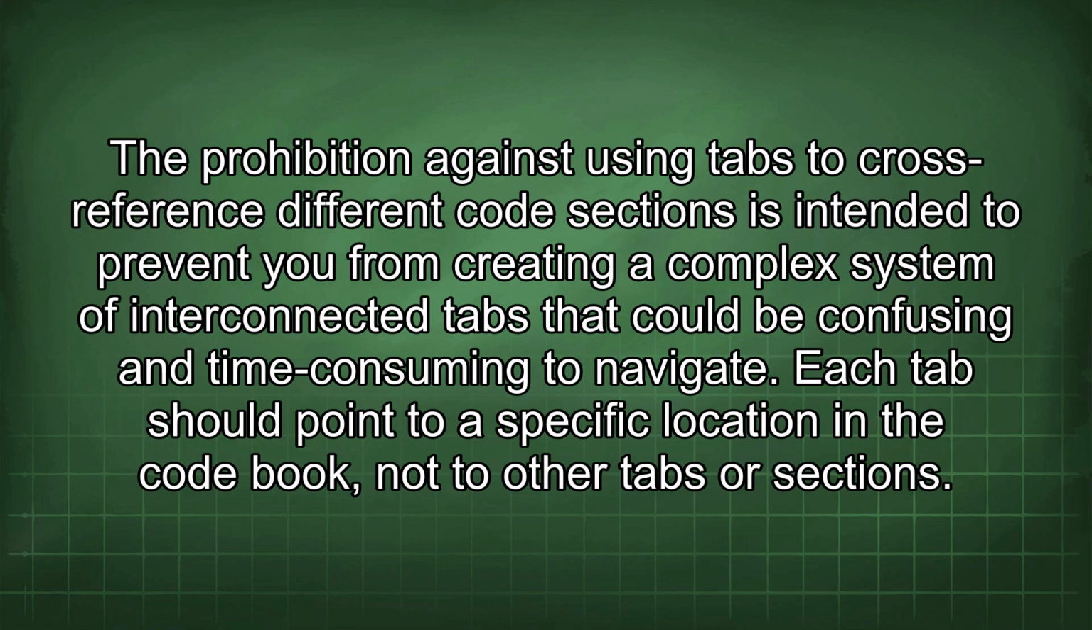The prohibition against using tabs to cross-reference different code sections is intended to prevent you from creating a complex system of interconnected tabs that could be confusing and time-consuming to navigate. Each tab should point to a specific location in the codebook, not to other tabs or sections.